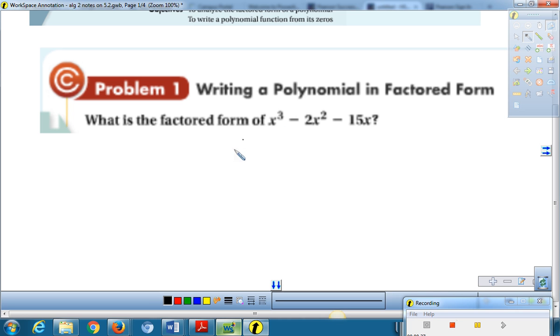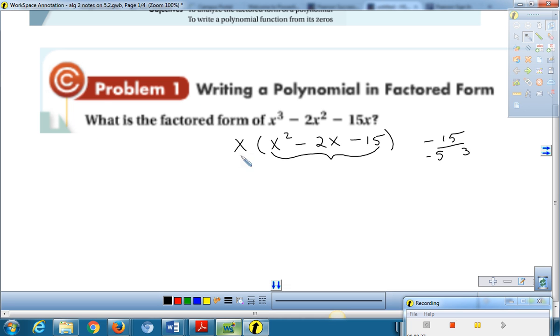We can pull an x out. If I pull an x out, I am left with x squared minus 2x minus 15. We're trying to get to factored form, so now I have a quadratic that I can factor. We multiply the first term times the constant, and we get negative 15. Factors of negative 15 that add to negative 2: it should be 3 and negative 5. So 5 should be negative, and 3 should be positive.